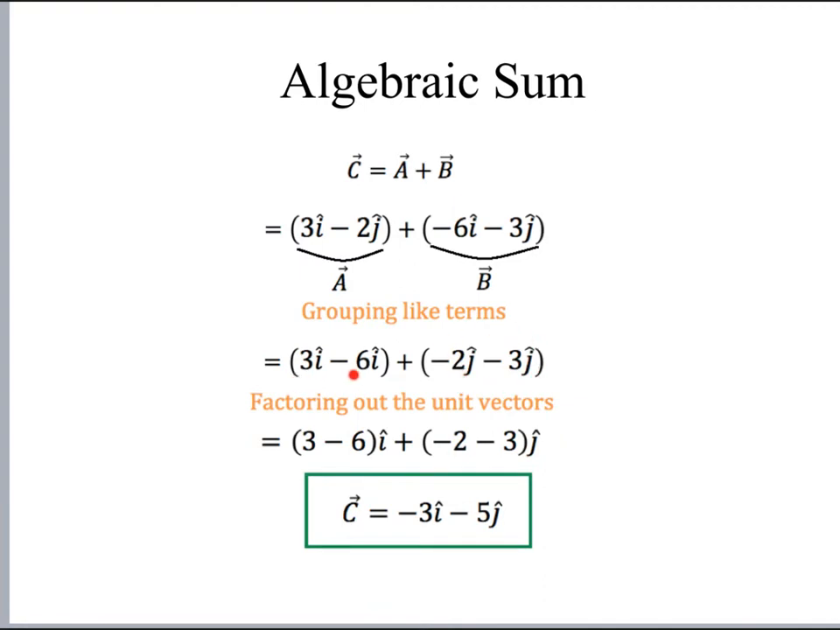So 3i hat minus 6i hat, those are all pointing along the x-axis, positive or negative. So we just add those numbers, and we can factor out the i hat. So 3 minus 6 i hat, I factored out the i hat. Up here I've got minus 2 minus 3 j hat. I can factor out the j hat. And so that leaves me with C is minus 3 i hat minus 5 j hat. And that's exactly what we got from doing the vector addition graphically. So it's comforting that the two methods give the same answer.